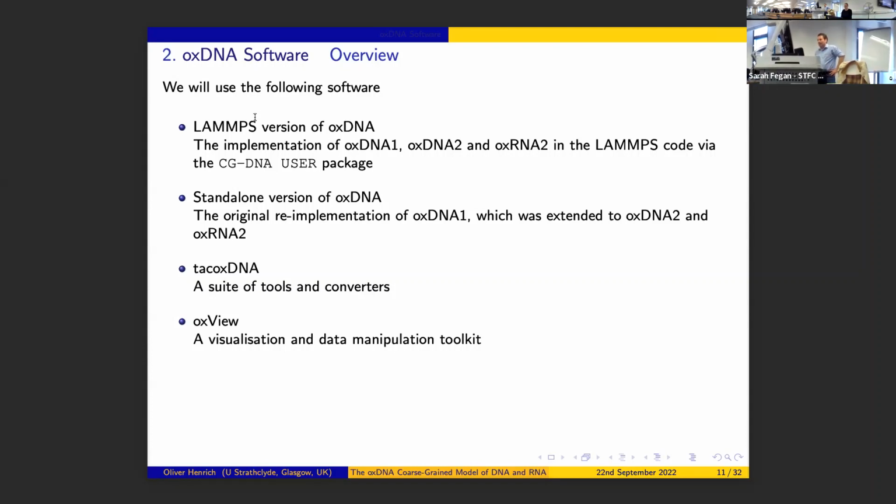So this is something for the future, but you can do DNA by itself and also RNA by itself. And this is provided through the CG-DNA, as it's called now, user package in LAMMPS. I'll tell you more about this in a moment. Then there's the standalone version.